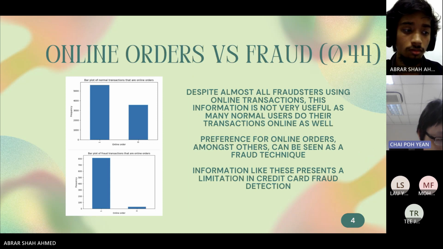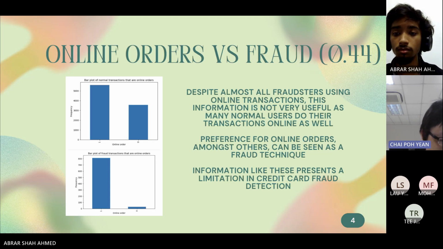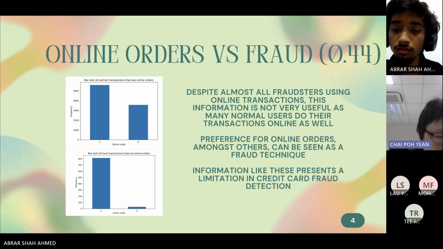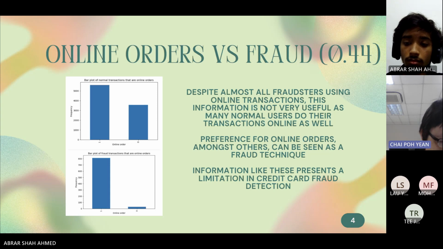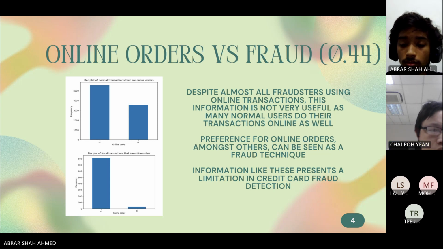Okay, for online orders versus fraud, we find that despite almost all fraudsters using online transactions, this information is not very useful because many users also do transactions online as well. So we find that preference for online orders, amongst others, can be seen as a fraud technique. So information like this also presents a limitation in credit card fraud detection.